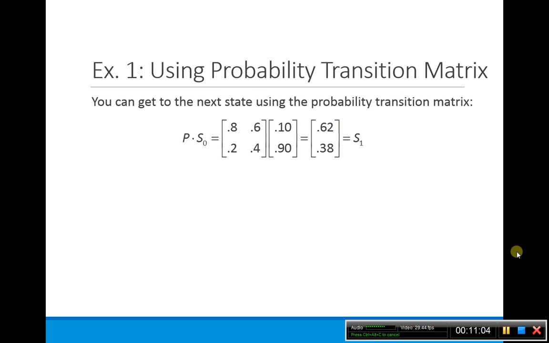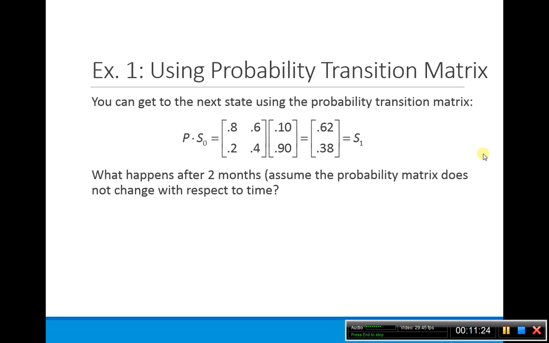Okay, so we can actually use the probability transition matrix to come up with this next state. So how do you do that? Well, to get to the next state, S1, all you have to do is take the probability transition matrix and multiply it by the current state, and this gives you what state you expect to have next.